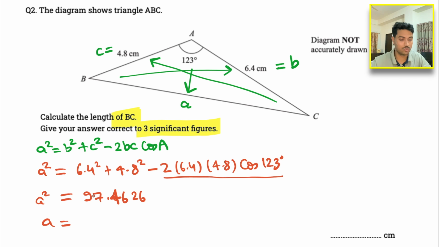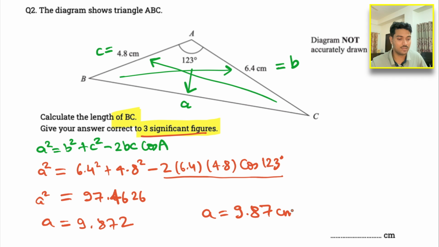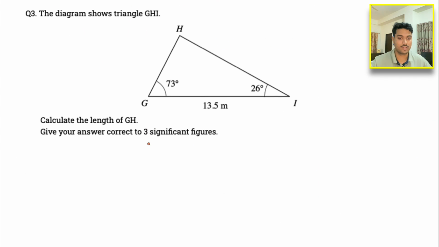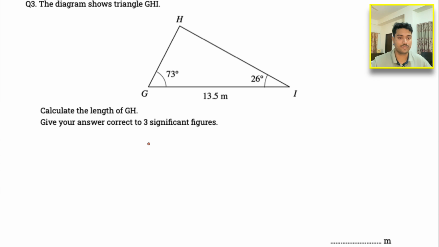So a will be the square root of this answer. So you take the square root of the answer and I'm getting 9.872. But it says write correct to 3 significant figures. So I'll write a as 9.87 centimeters. And that's my answer, the value of a. Let's quickly move on to the next question. Question number 3.